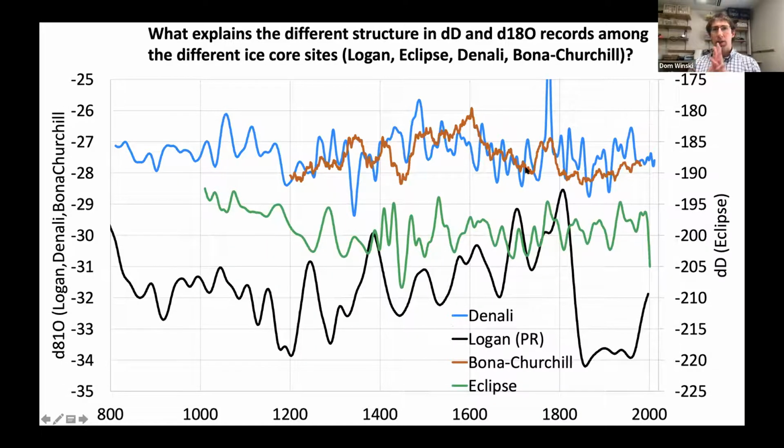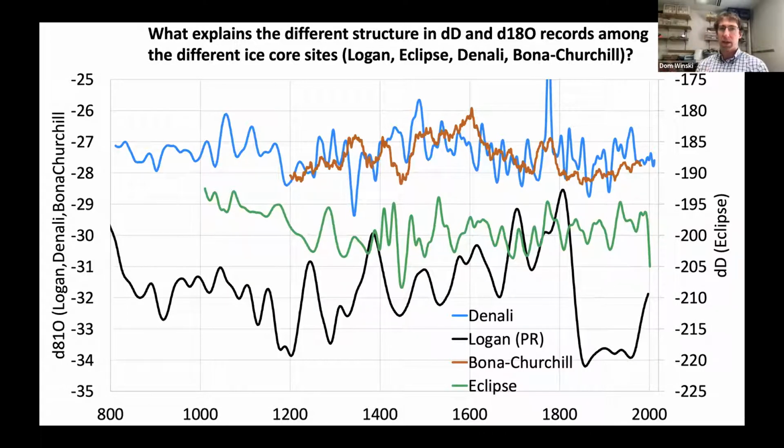So the question that I am interested in currently, and I've started to work on in the last couple of months, is what explains the difference in structure between these water isotope records among the core sites. And I have two hypotheses that I'm going to try and test.